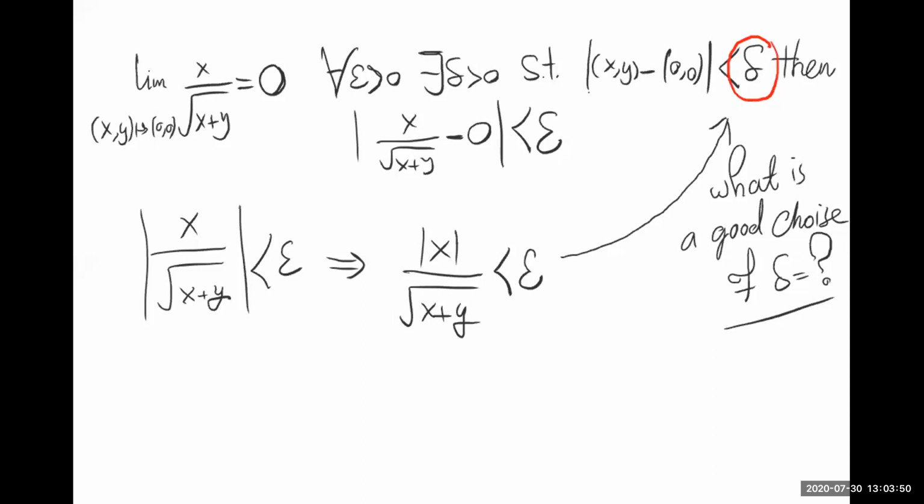So let me explain if you don't have any idea. Look at this function, absolute value of x divided by square root of x plus y. Compare it to this new function, which I replace y with 0. Okay? Suppose, as I mentioned, suppose x and y are positive.